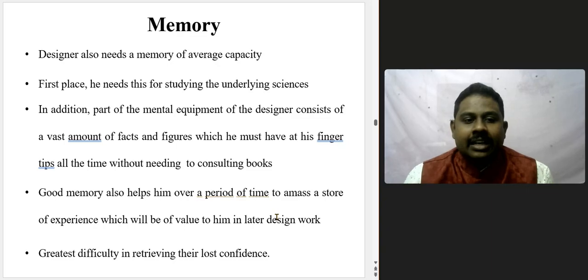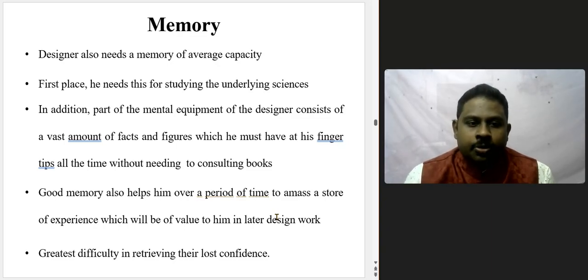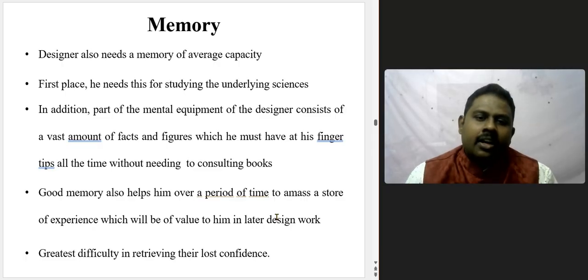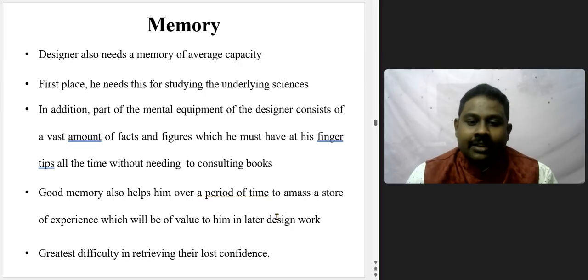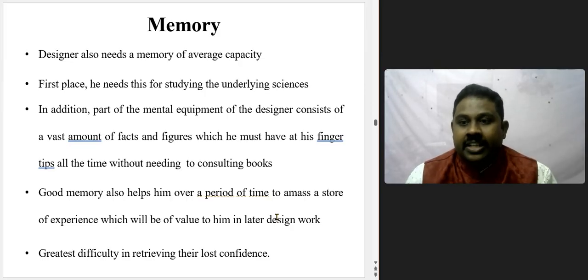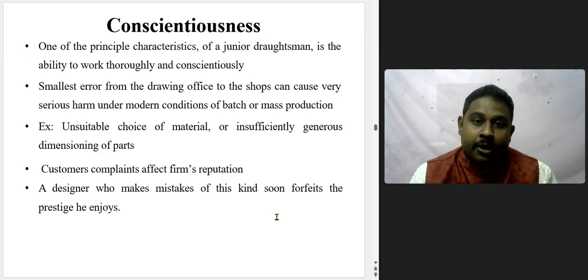Then memory, as I already told, average memory capacity is required with the calculations, etc. The figures should be at his fingertips, whatever he is going through, and all the things should be very clear. Over a period of time you may forget, that also should not happen. The greatest difficulty is retrieving lost confidence. We should not lose our confidence at any point.